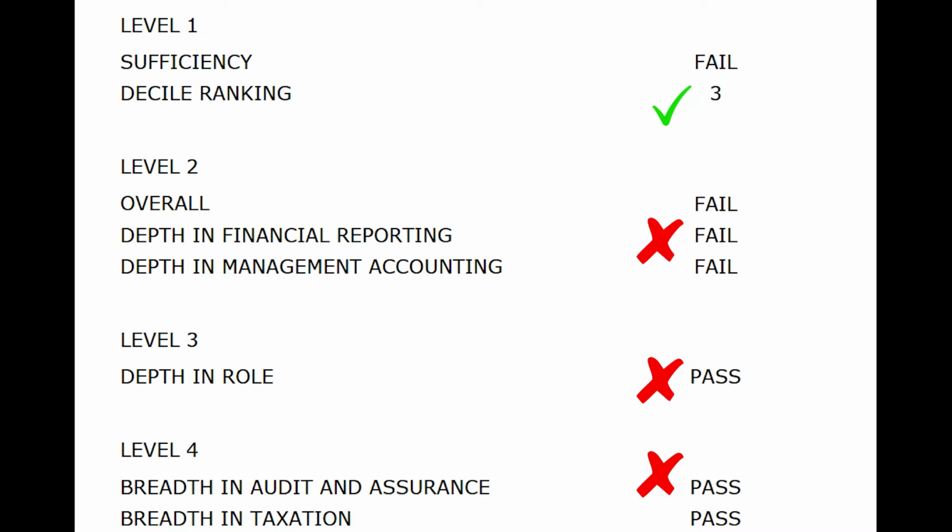The idea behind decile marking is to help you decide whether you should appeal or not. If you failed only level 1 and you see decile 1, then you're really close to passing, so you can consider asking for a remark. However, I don't recommend it. CFE exams are already marked by 2 markers, so there's no point.